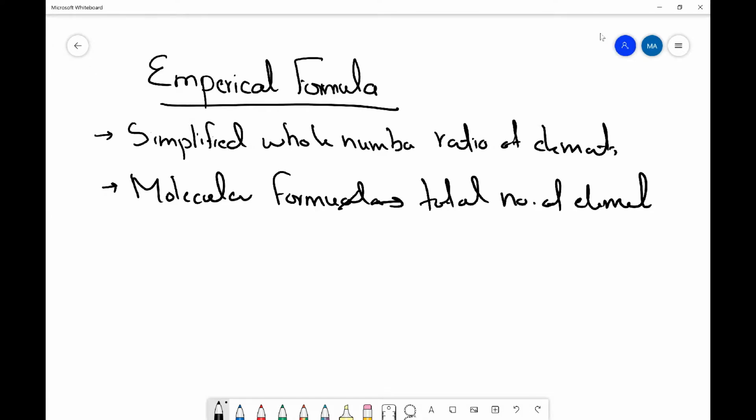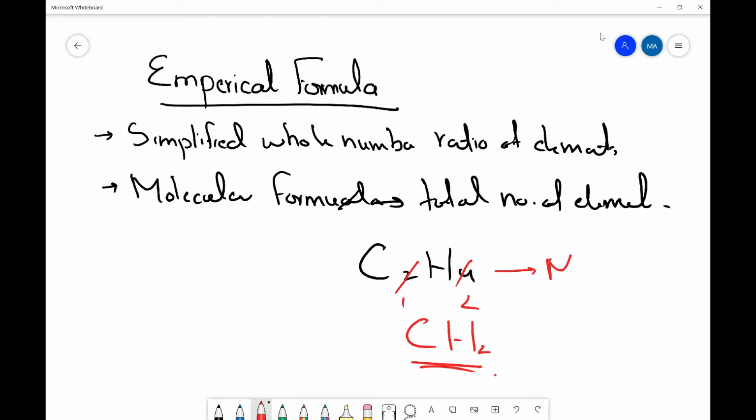For example, let's say I write C2H4. Now C2H4 means that there are 2 carbons in a compound and 4 hydrogens. This is a molecular formula. This is the total number of elements in a compound, right? When you simplify this, 2 ones are 2, 2 twos are 4. Now this simplified version is CH2. This CH2 is the empirical formula. This is the molecular formula, and the second one is the empirical formula.